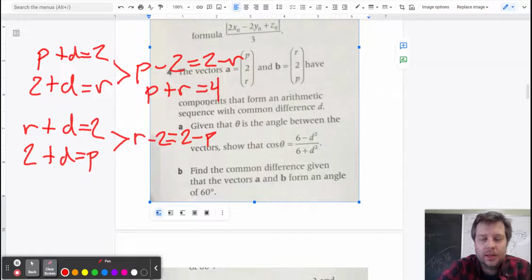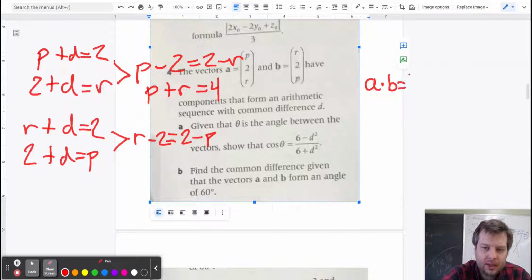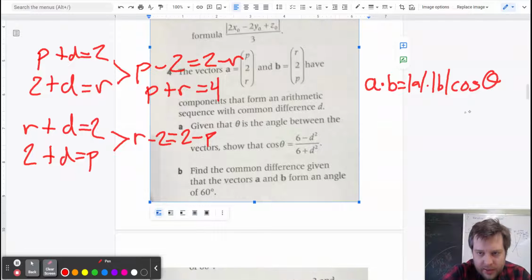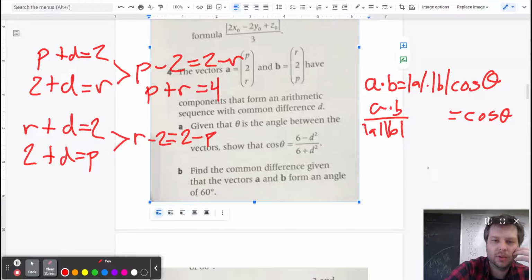So then the theta is the angle between the vectors, cosine theta. When you see cosine theta, you should think of our formula for the dot product, that A dot B is equal to magnitude of A, magnitude of B, cosine of theta. And so cosine of theta then has to be equal to A dot B divided by magnitude A, magnitude B. And so in terms of our vectors here, what do we have?